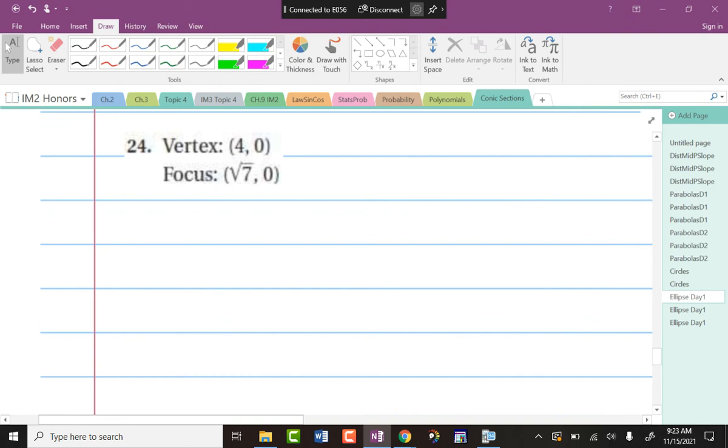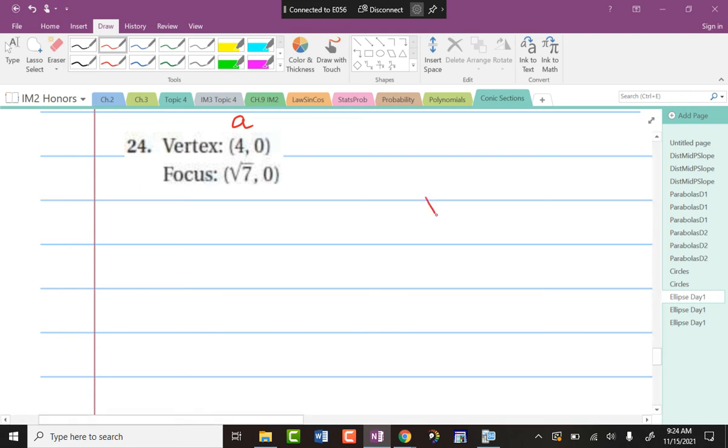Okay, vertex. What is that? Is that A or B? 3, 2, 1, go. It's actually A. It's telling you that that's the longer one. So which one is this? Short, wide, or tall, skinny? 3, 2, 1, go. Short, wide.